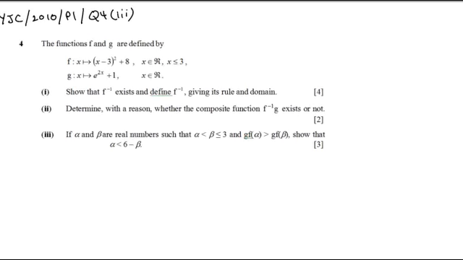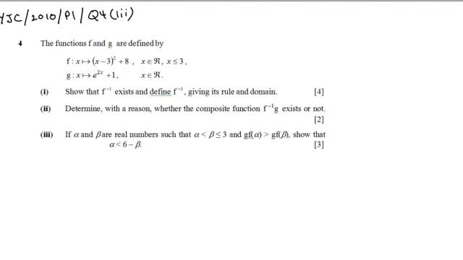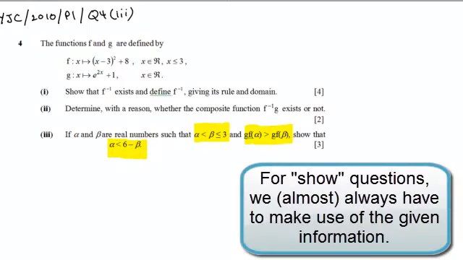In this video, we will be going through YJC 2010 Paper 1 Question 4 Part 3. Question 4 is a question on functions, but we take note that in Question 4 Part 3, we were given that if alpha and beta are real numbers such that alpha is less than beta less than or equals to 3, and GF alpha is less than GF beta, I'm supposed to show such an inequality. For such questions, to be able to do it, we need to make use of the given information.